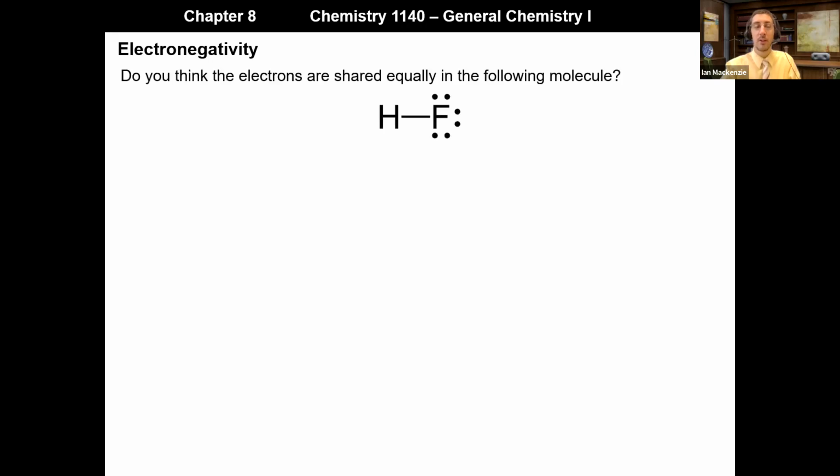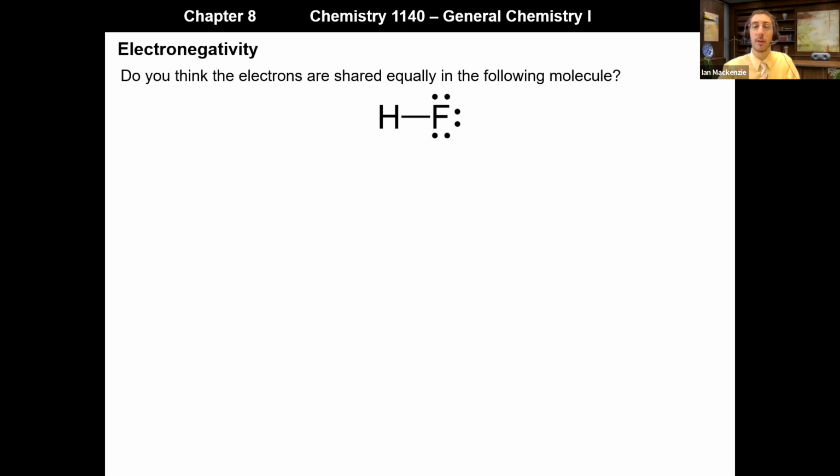Now, since we're talking about sharing electrons in covalent bonds, we come to another important property of the elements. This is known as electronegativity, and it becomes very important when we talk about covalent bonding. The best way to illustrate electronegativity is to ask a simple question. Do we think that the electrons are shared equally in this following molecule?